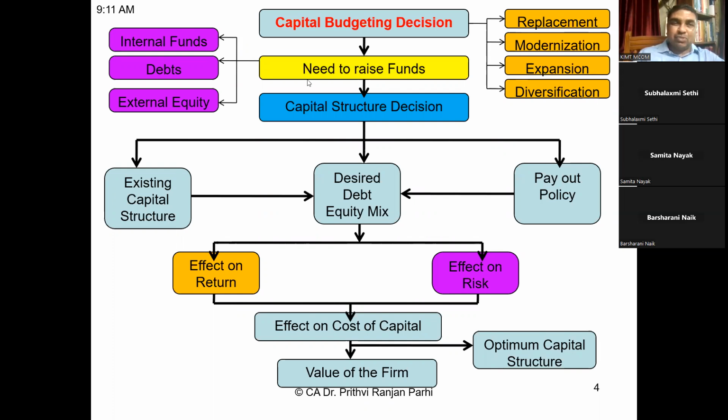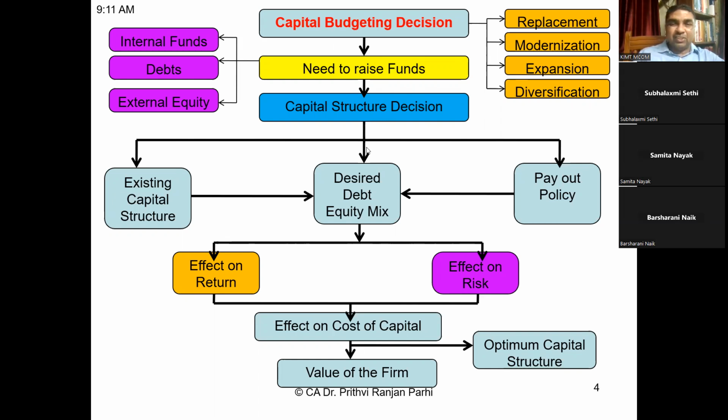Funds can be raised through internal sources, in the form of reserves and surpluses, or through debts, maybe in the form of debentures, term loans, etc. Maybe through external equity, that means issuing fresh equity shares. Since there is a need to raise funds, this leads to our next decision, which is the capital structure decision. Therefore, the capital budgeting decision and capital structure decision are related.